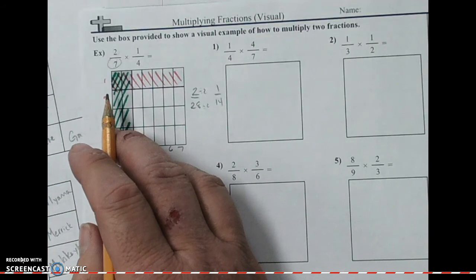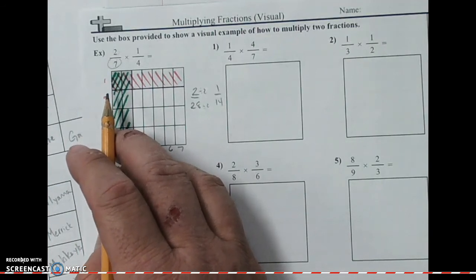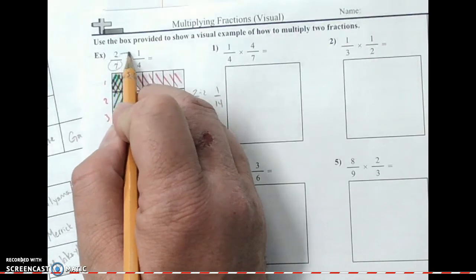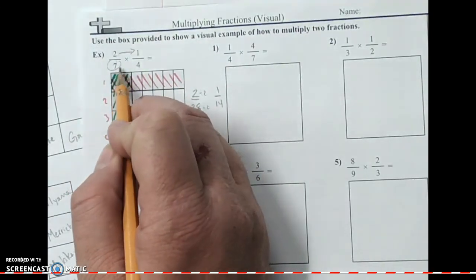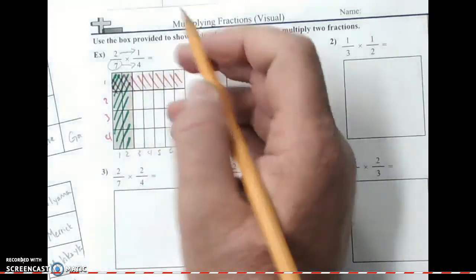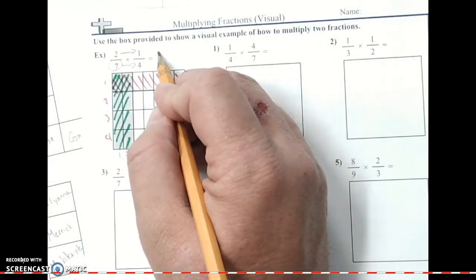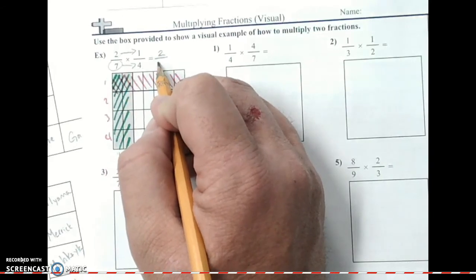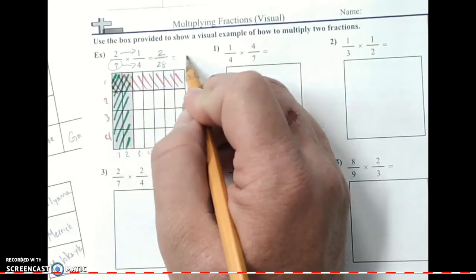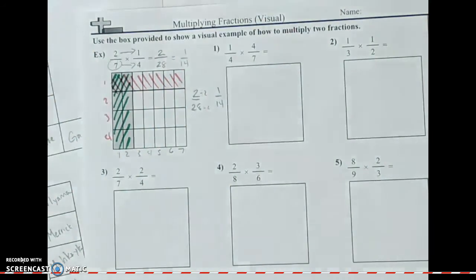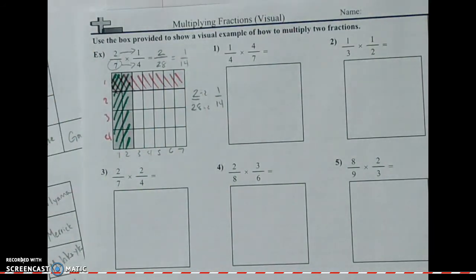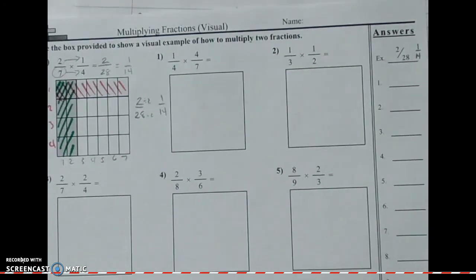Multiplying fractions is not a problem. It's top times top and bottom times bottom. So in the algorithm, we multiply top times top, bottom times bottom. What's 2 times 1? What's 7 times 4? Okay, does that make sense? We're going to do number 1 together, and then you guys get the next 10 on your own. Yes, Hannah? On the example over here, put 1/14 in this column over here. You have to simplify. All right.